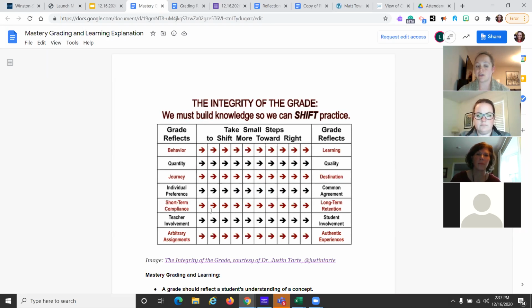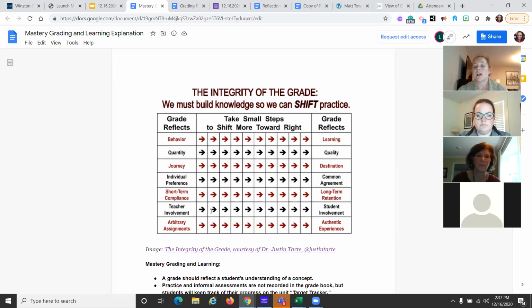Her parents and her students have also commented on this in surveys that she's given. It talks through some of those shifts, that we're leaving out some of those behaviors and the focus becomes on learning. It's not about the quantity of grades, but about the quality of grades. It's not about the journey to learning, but the destination and what you learned at the end of this process.